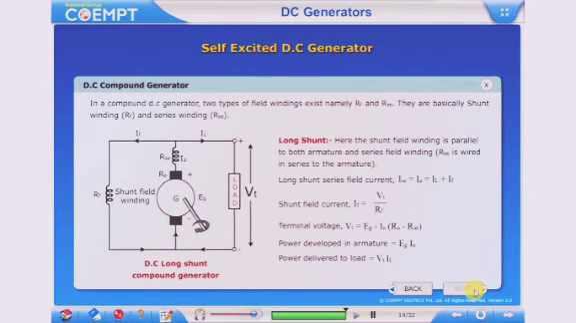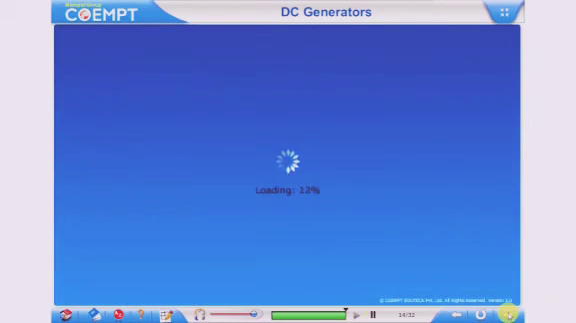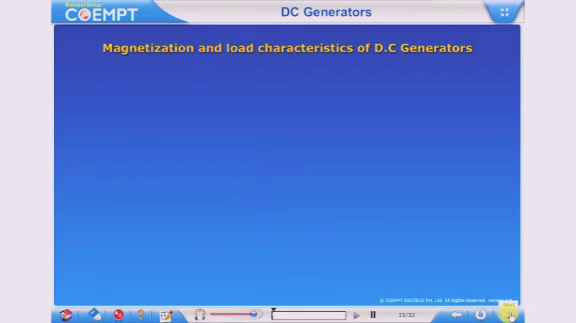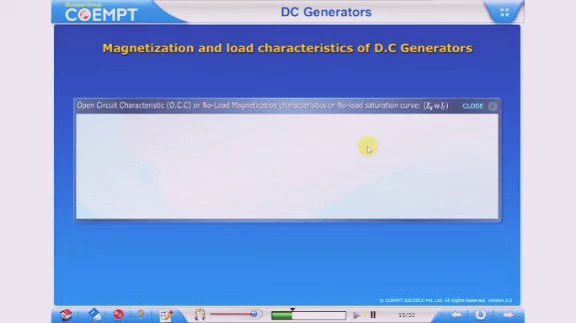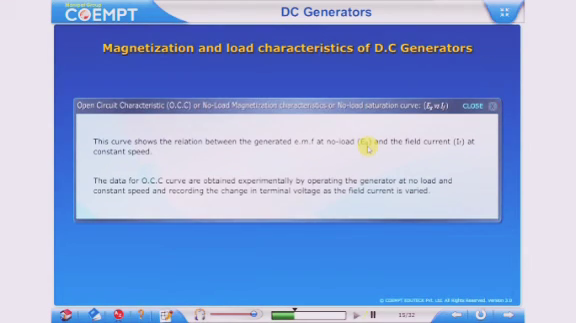Open circuit characteristic can also be called as no load magnetization characteristics or no load saturation curve. This curve shows a relation between the generated EMF at no load and the field current at constant speed. The data for open circuit characteristic curve is obtained experimentally by operating the generator at no load and constant speed and recording the change in terminal voltage as the field current is varied.